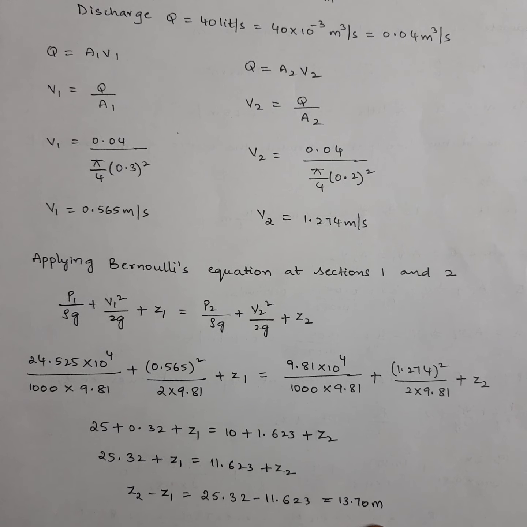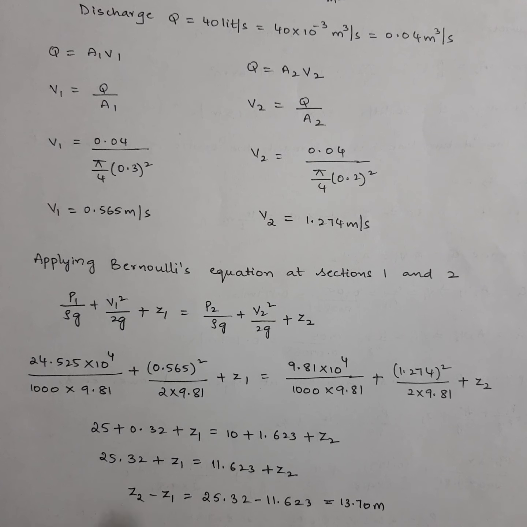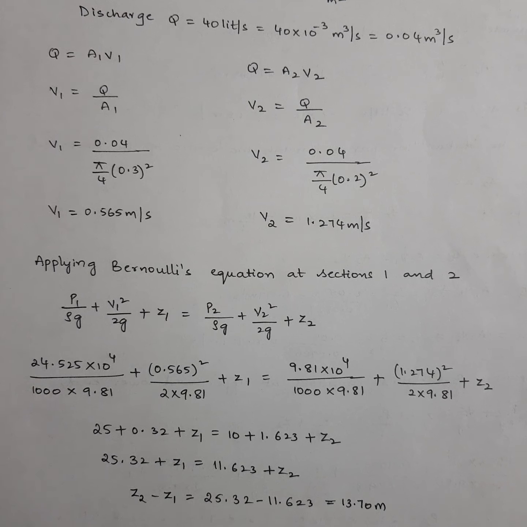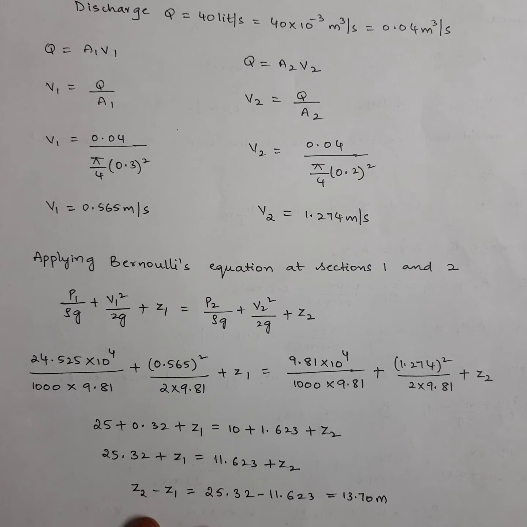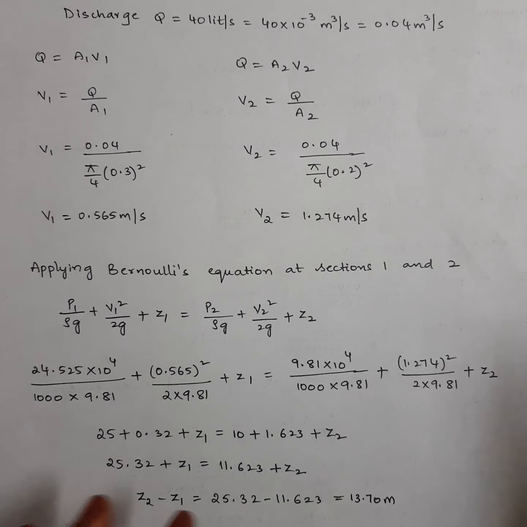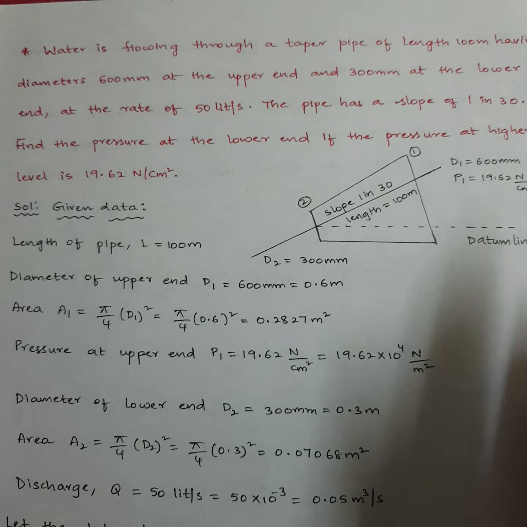If you calculate Z1 minus Z2, you'll get minus. So difference in datum head can't be negative, right? So hence do Z2 minus Z1. Okay, this is how you need to solve the second model of problem. Now let's go for the third model of problem in Bernoulli's equation, which is very important.